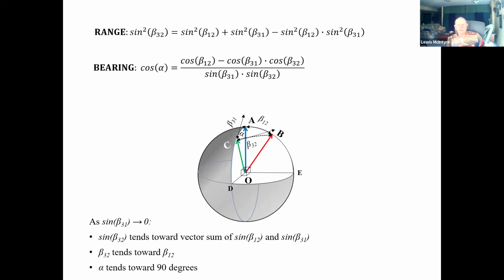For small recessional velocities of S3, the sine of beta 32 tends toward the vector sum of the sines of beta 12 and beta 31, since the product terms in the range equation become very small. Beta 32 tends toward beta 12, and the bearing angle tends toward 90, as beta 31 goes to 0.